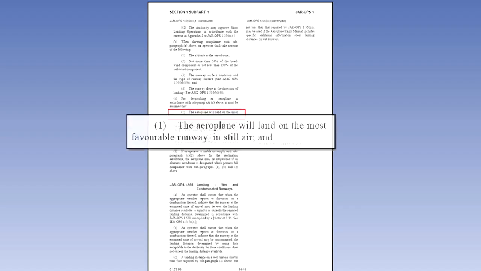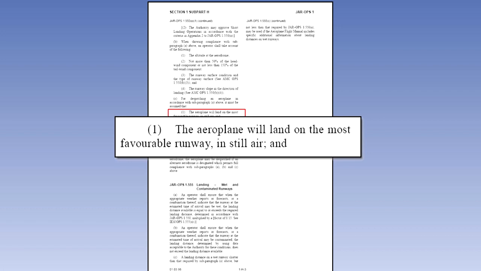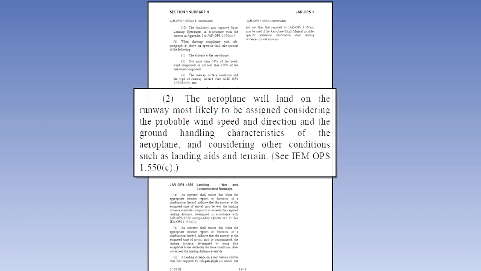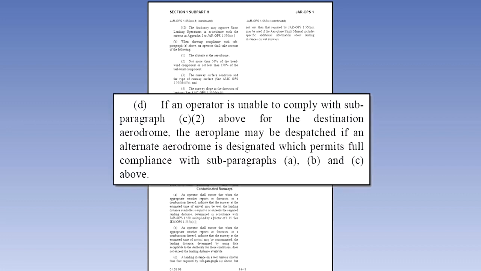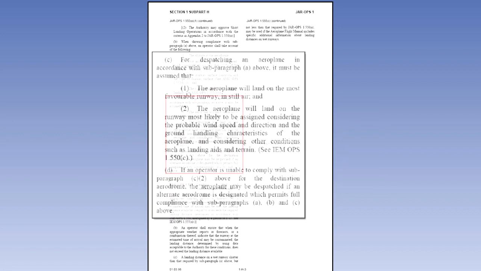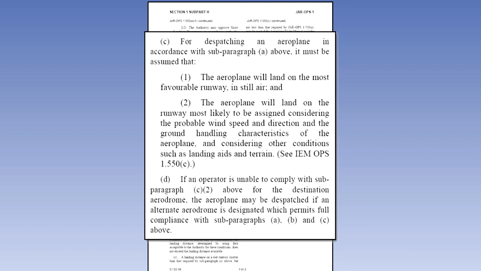The dispatch rules found in JAR Ops 1.550 paragraph C state that for dispatching an aeroplane, it must be assumed that, firstly, the aeroplane will land on the most favorable runway at the destination airfield in still air, and, secondly, that the aeroplane will land on the runway most likely to be assigned, considering the probable wind speed and direction. If this second assumption cannot be met, the aeroplane may be dispatched only if an alternate aerodrome is designated, at which full compliance of the regulatory dispatch requirements can be met. These dispatch regulations may sound a little complicated, so let's examine them further.